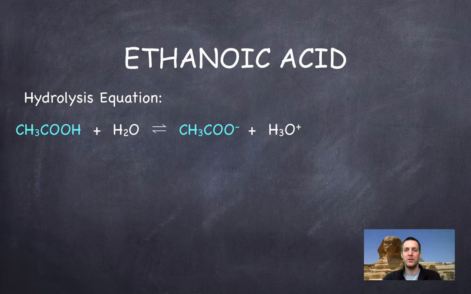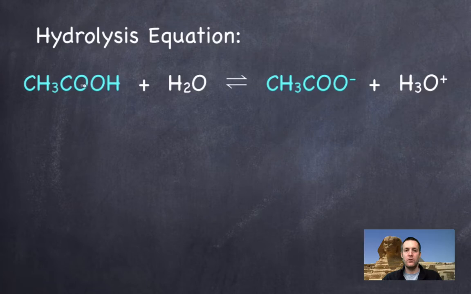We've seen the fact that it has four H's in it, but only one of them can be given away. So it gives this H+ ion away to water. Once again, water is acting as a base. This loses H+, it becomes more negative. It's lost an H. So here is the ethanoate ion. It is the conjugate base of ethanoic acid. Ethanoic acid is the conjugate acid of this base.